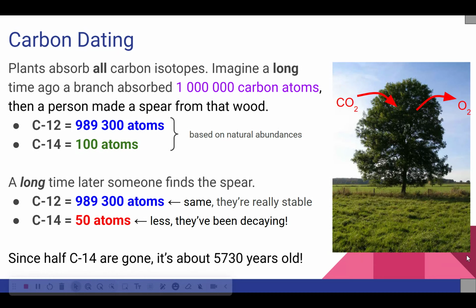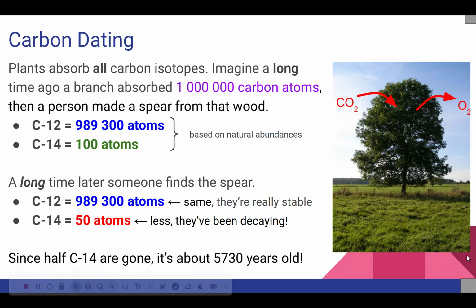But I look at my carbon-14s and I find there's only 50. Now, I know based on the 989,300 atoms of carbon-12, that's like my baseline, that there should be 100 atoms of carbon-14. So if there's only 50 found, that means that the carbon-14 must have gone through exactly-ish one half-life. That means that that piece of wood is about 5,730 years old, which means probably it was buried with somebody right from around the same time period. This tomb and the artifacts I now know are approximately 5,730 years old. And we don't even have to wait for one exact half-life.